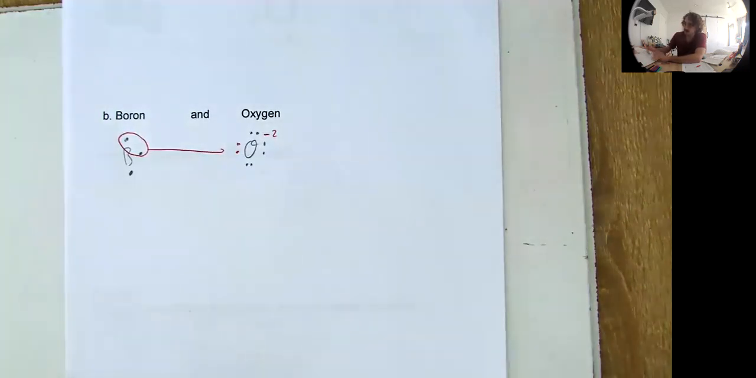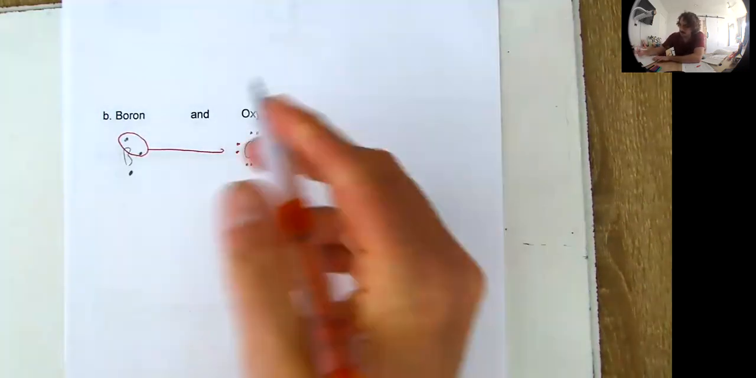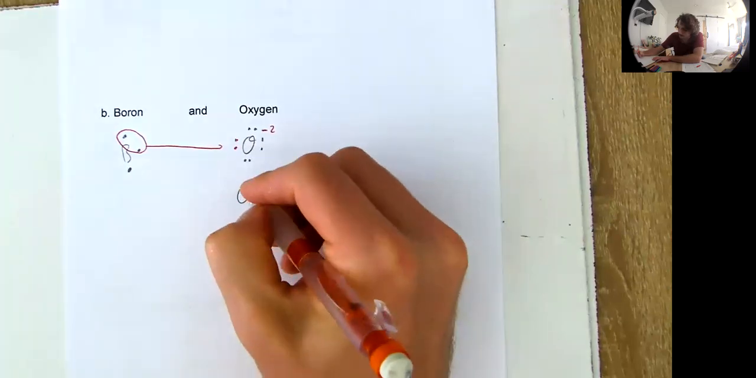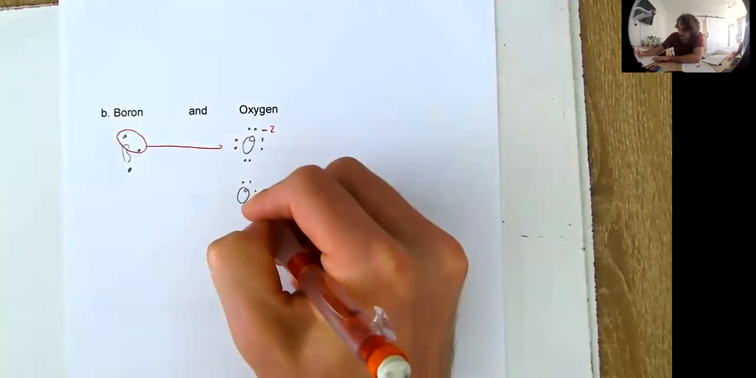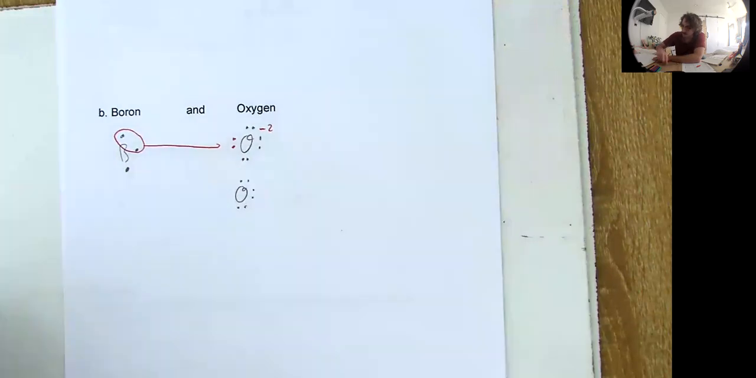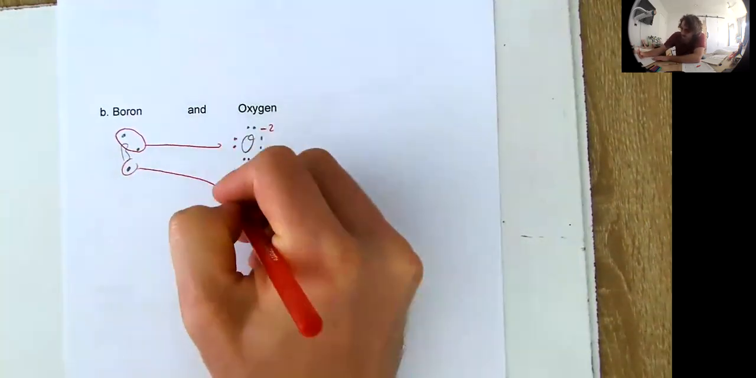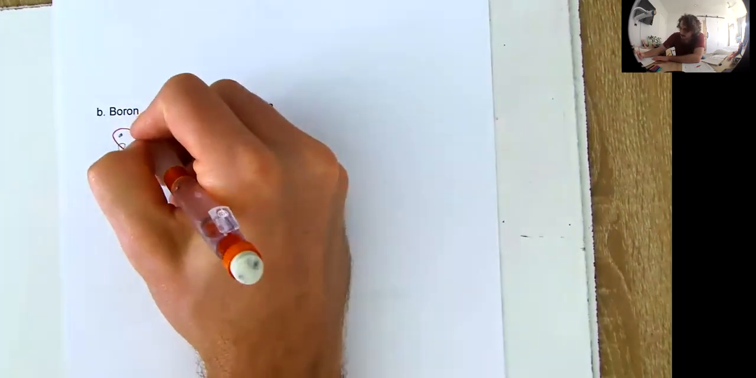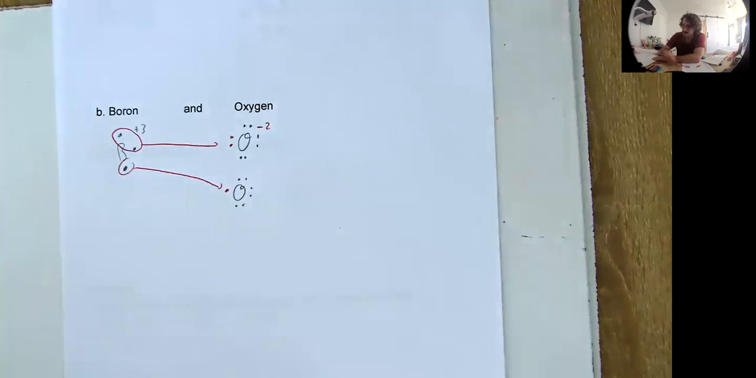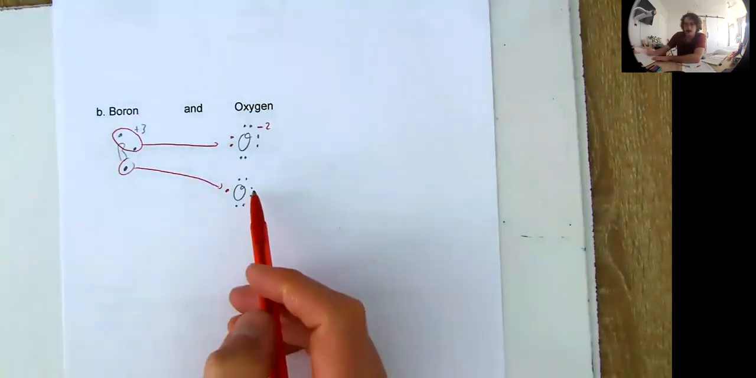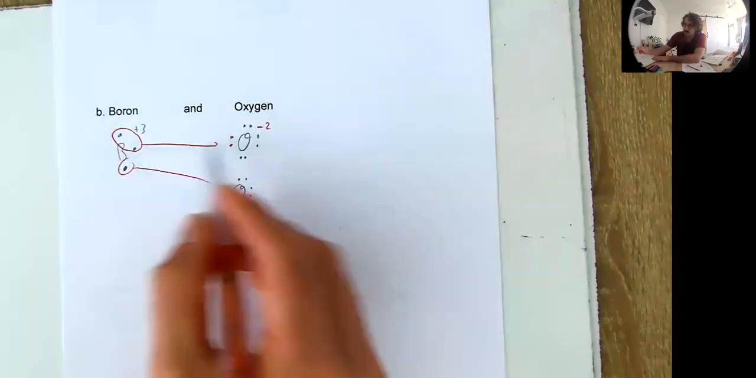Okay, so what has to happen is there has to be another oxygen for boron to give away that electron. So boron ends up giving away that one electron. Now that boron is happy, it has a positive 3 charge. But what's the issue now? Well, this oxygen isn't happy. So how is this ionic compound going to form?